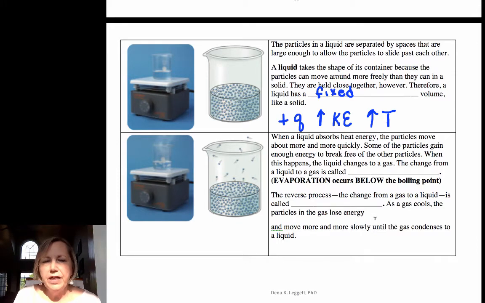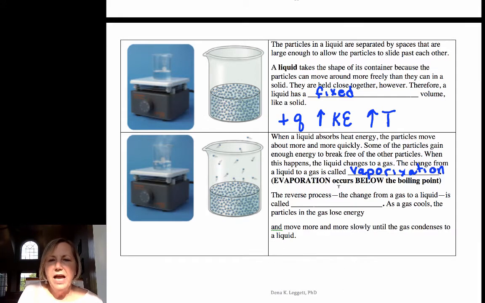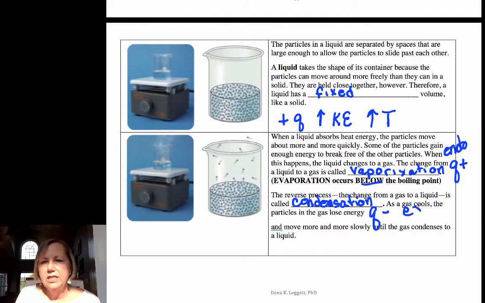Pretty soon, we get enough kinetic energy that these molecules can break free from one another. And that process, be careful, is called vaporization, or you're at the boiling point, but the process is called vaporization. Can't spell and talk at the same time. Vaporization. There we go. Evaporation occurs below the boiling point. Q is positive because for boiling water, it helps to be on the stove, so that's an endothermic process. The reverse process is called condensation. Q is negative, and it's an exothermic process.